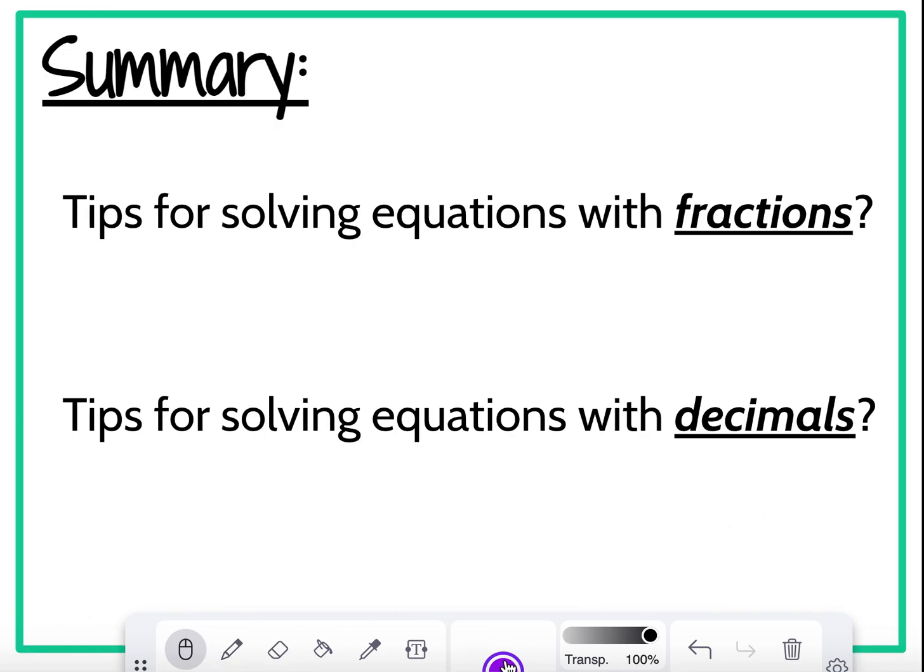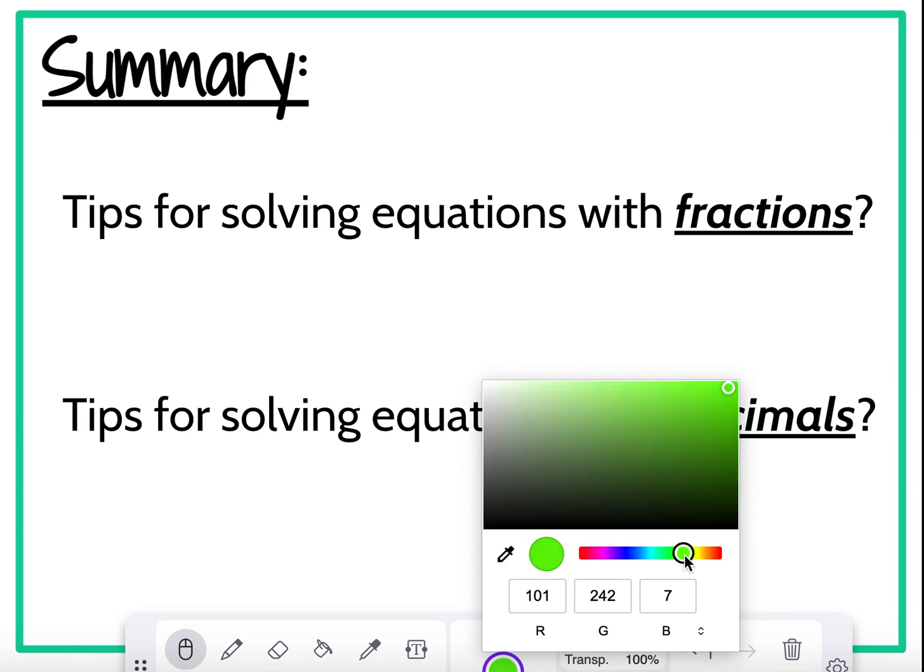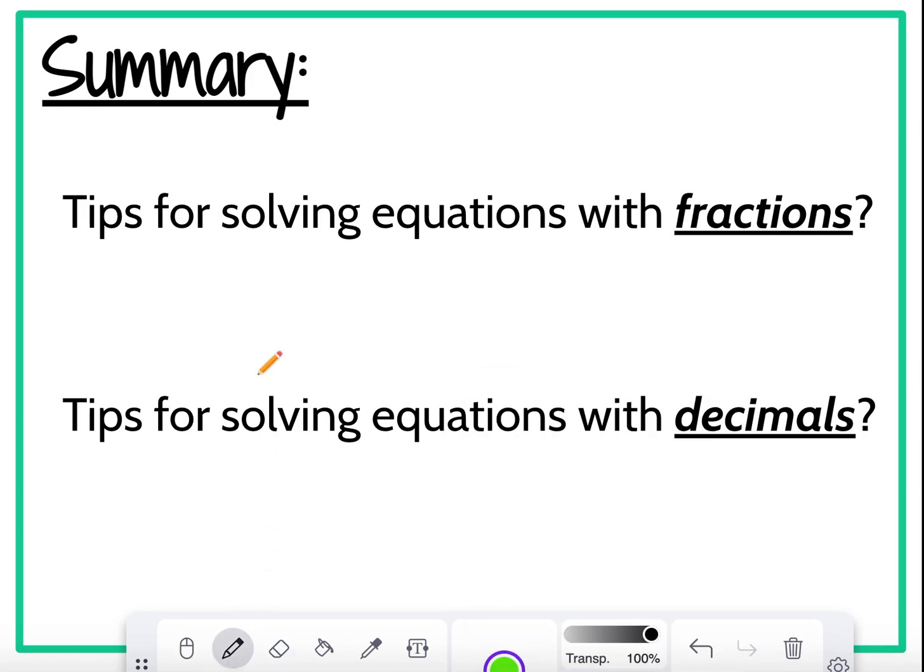Now let's go to our summary. We're just going to quickly summarize here what we did. Tips for solving equations with fractions. When we see fractions within the equation, one thing that we did was multiply by the common denominator, and that got rid of the fraction. It made the denominator into a 1. Multiply by the common denominator.